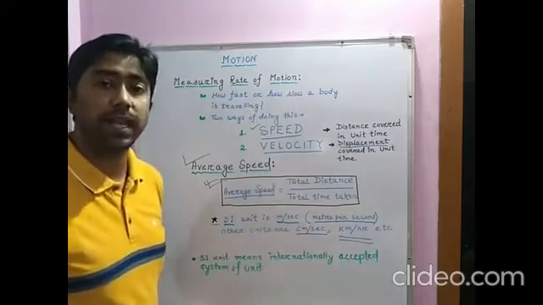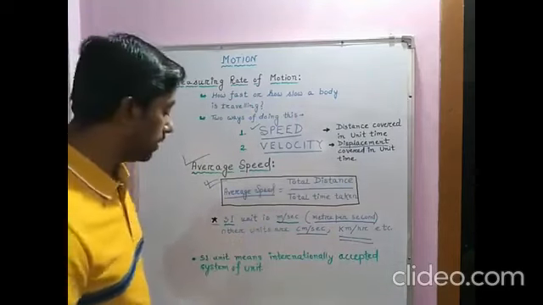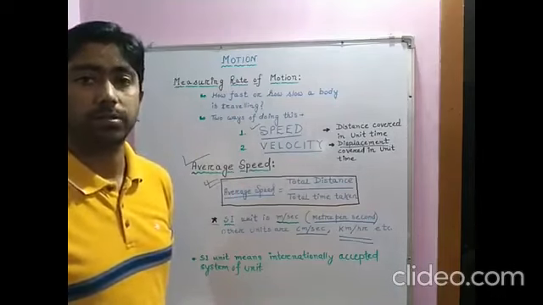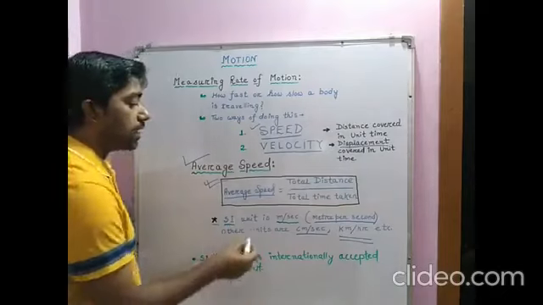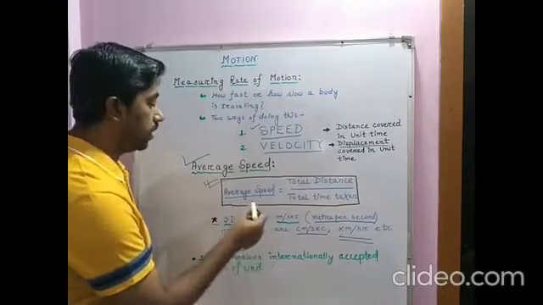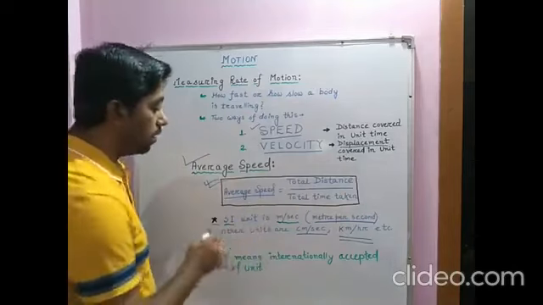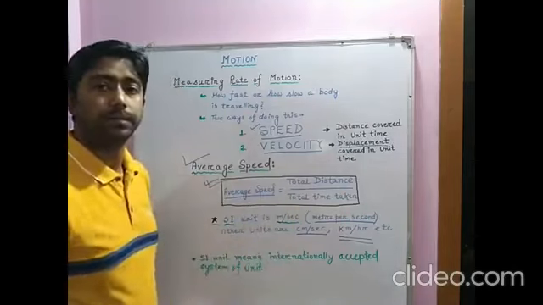SI unit is meter per second. You may be thinking, what is an SI unit? SI unit is actually the internationally accepted system of units. The internationally accepted system of unit for average speed is meter per second. Take note of this in your copy.